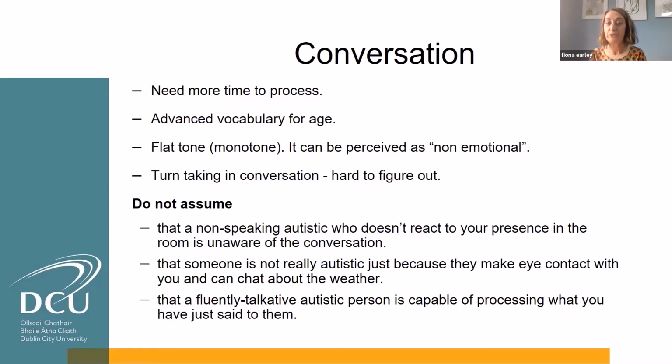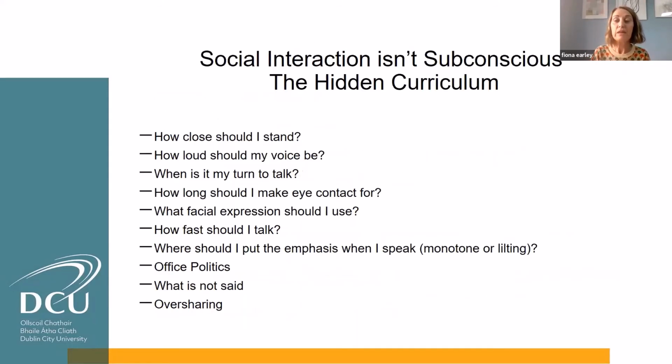Don't assume that a fluently talking autistic person is capable of processing what you have said rather quickly. They might be a lecturer, they might be academic, and they might also be autistic. Don't assume that the way you speak to them is going to be processed straight away. It possibly isn't. And these are really important things that autistic people have told me that they have to think about. That neurotypical people, we spoke about the gut feeling, you just don't need to think about.